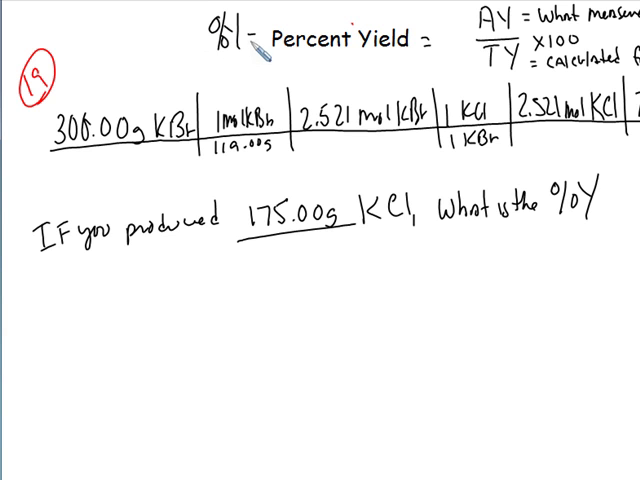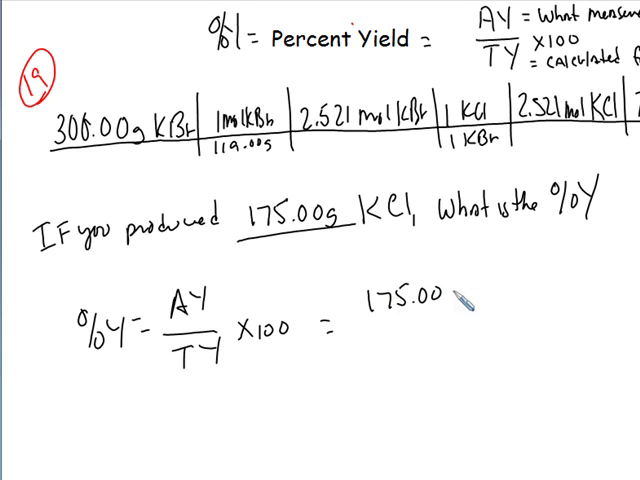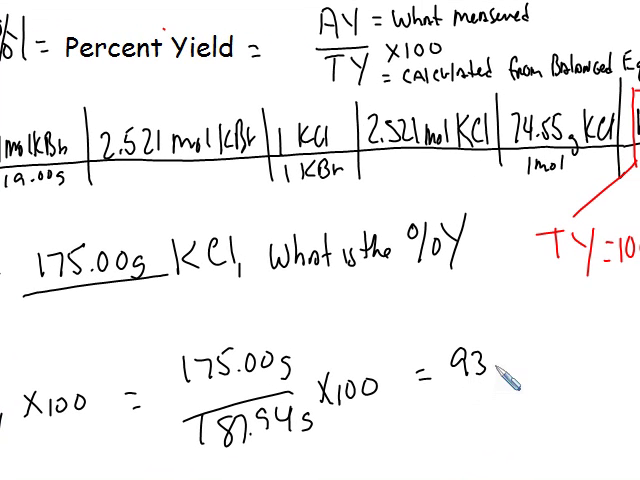Percent yield equals the actual yield divided by the theoretical yield times 100. So what is it? 175 over 187.94 times 100, which gives you what? 93.114 percent.